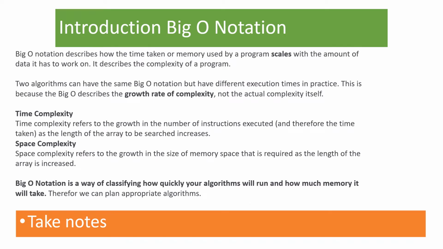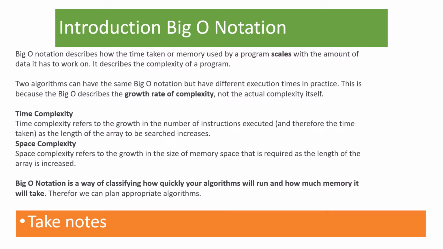This is where big O notation comes in. Big O notation basically describes the amount of time taken or the amount of memory used by a program, but as it scales with the amount of data it has to work on. It's basically describing the complexity of a problem. Notice how we talk about how the program scales, because if we only have one piece of data, it's going to be pretty efficient. So we're almost thinking about it in the worst case scenario.